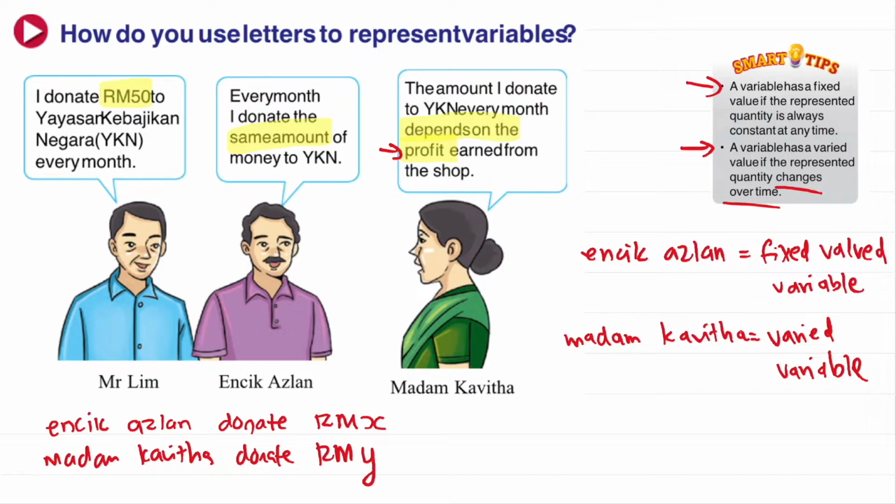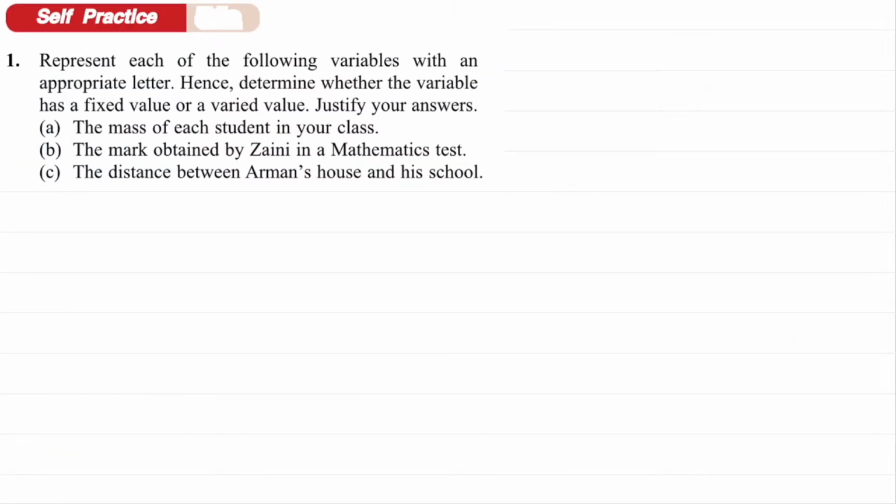Okay. Alright. So, contoh, represent each of the following variables with an appropriate letter. Hence, determine whether the variable has a fixed ataupun varied. Justify your answer. Tengok A tu. The mass of each student in your class. So, kita boleh denote dia orang apa berat untuk setiap student tu sebagai apa-apa huruf je, let's say M. Okay. So, adakah dia fixed value ataupun varied value? So, of course dia adalah varied value.